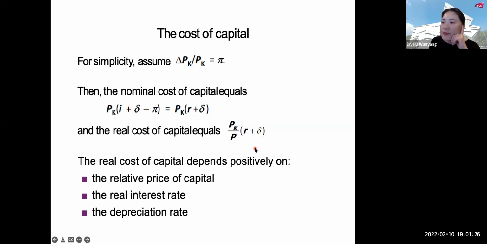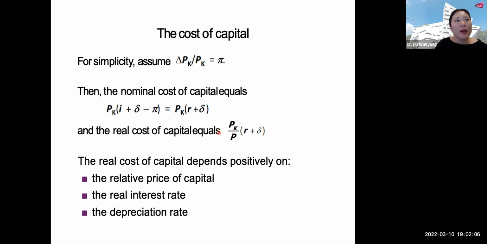Okay. So this will help us to have an idea of how the real cost works. What factors are affecting the real cost of capital, and when these factors change, how the real cost of the capital will change. Okay, so let's look at this formula component by component. For the first component, let's recall this pk. This is the nominal price of the capital, and this is the price level in the market.